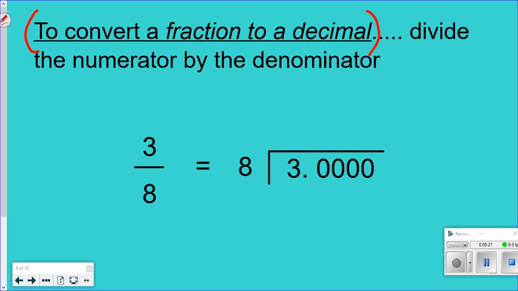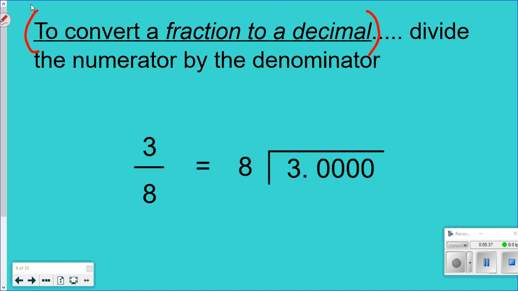Now a lot of people, when they see something like this, 3/8, they automatically just do this: "Oh, I got a 3/8 in there and I put a decimal." That is not how you change a fraction to a decimal. If you look at this fraction, it's actually a division problem. And we've talked about this multiple times last year. This says 3 divided by 8.